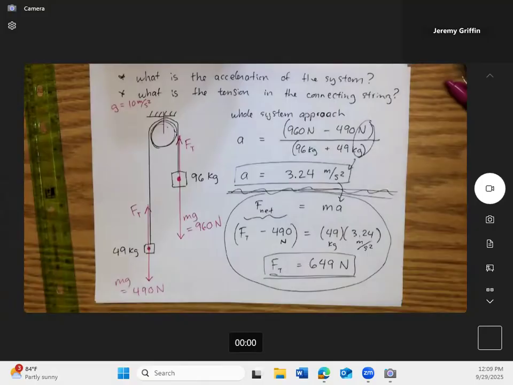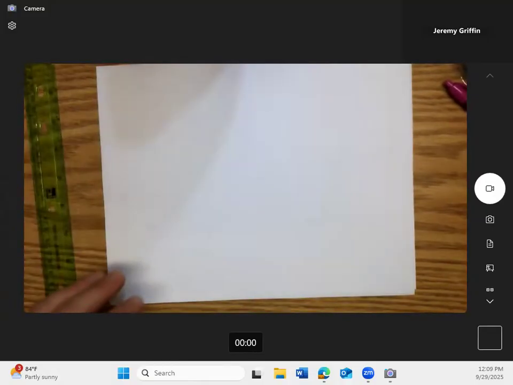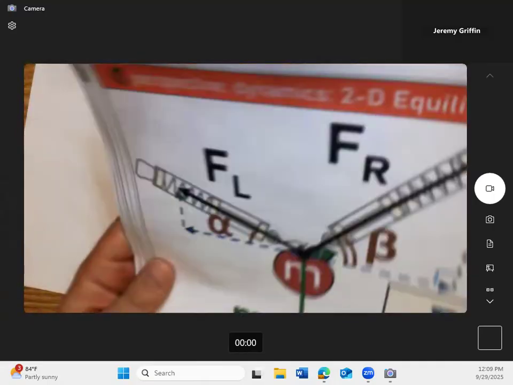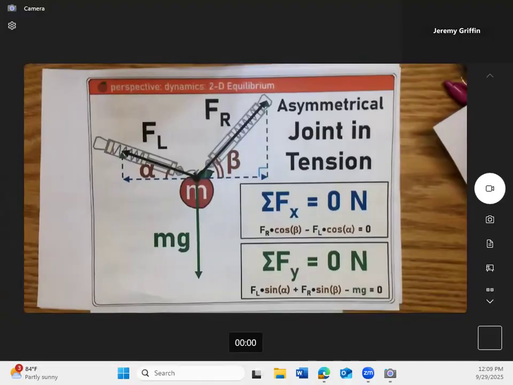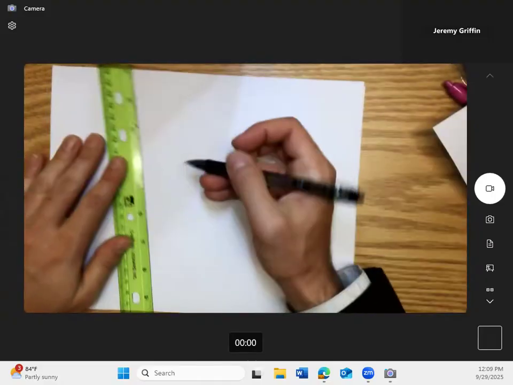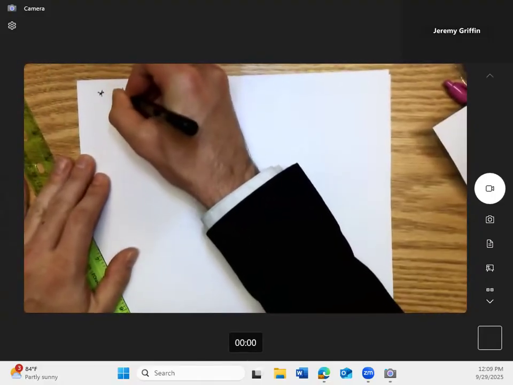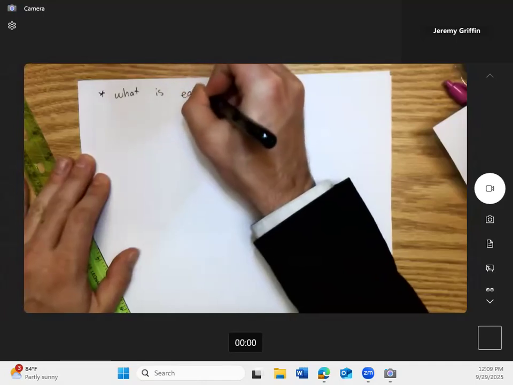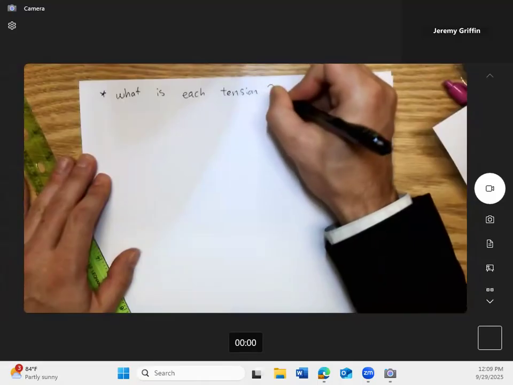So next on my list is equilibrium. We've of course done this before, but I just wanted to do some more practice with you guys. We're basically going to do this again. You guys remember this? So we'll do a practice run through. The question is going to be, what is each tension force? So what is each tension?